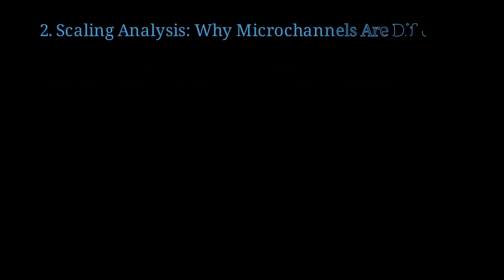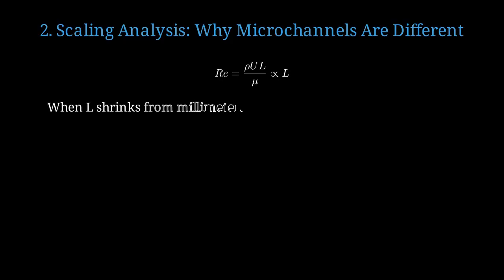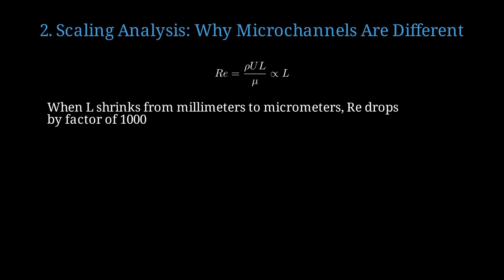Now let's perform a scaling analysis to understand why microchannels fundamentally change fluid behavior. The Reynolds number is directly proportional to the characteristic length L. This is the key insight. When the characteristic length shrinks from millimeters to micrometers, the Reynolds number drops by a factor of 1,000.